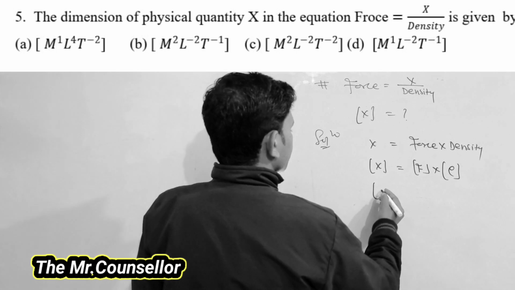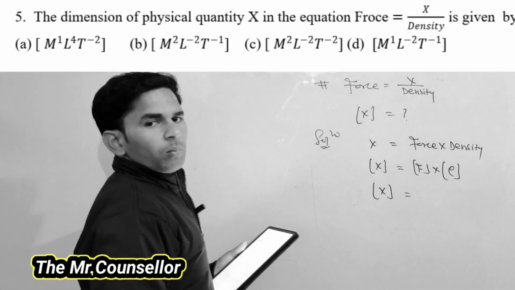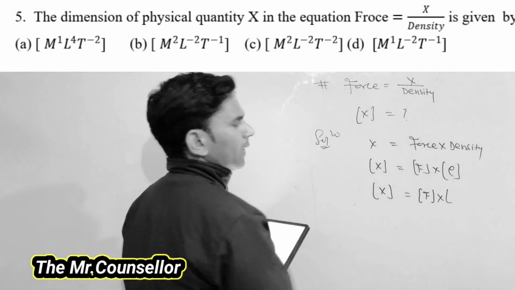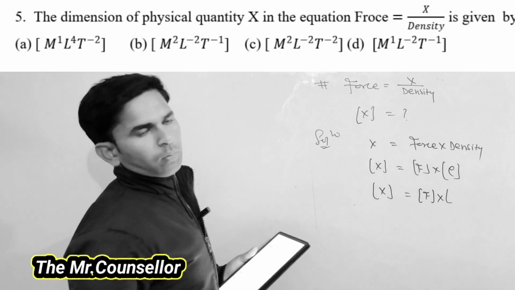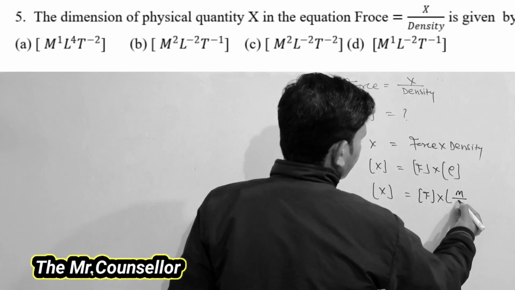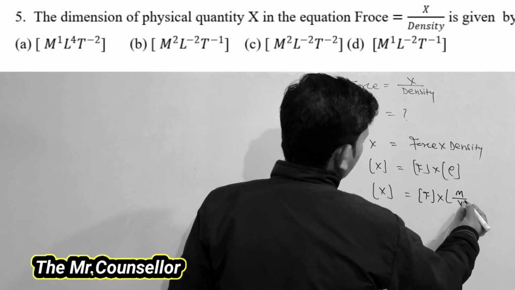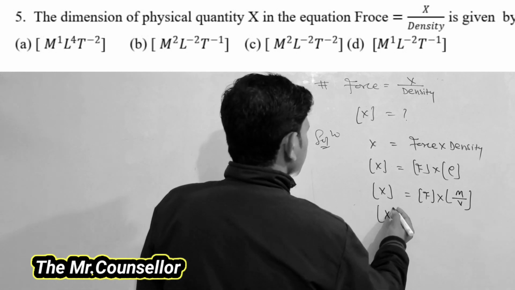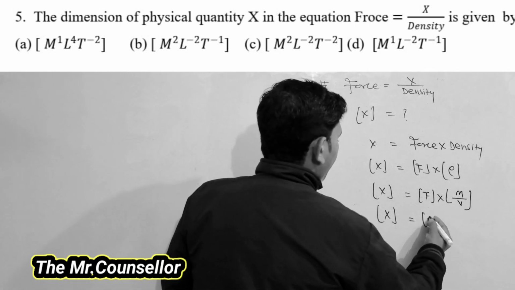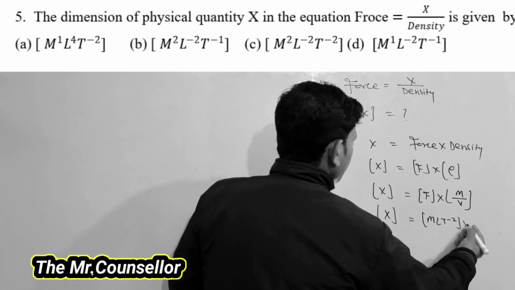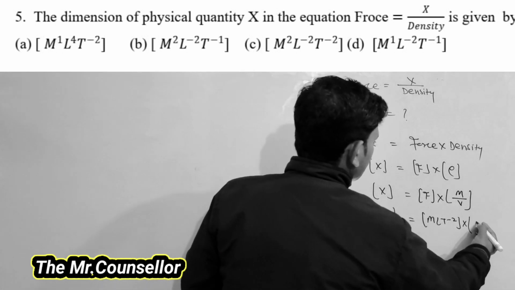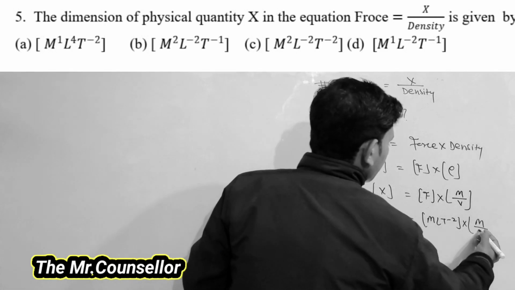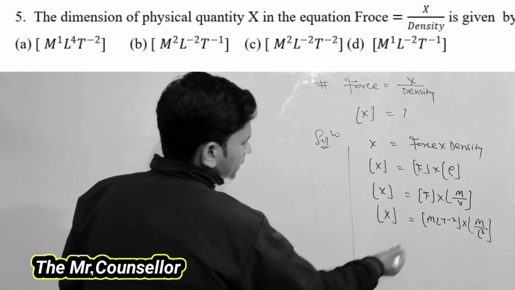Next, density is equal to mass upon volume. So we can write mass divided by volume. Now we can place the dimensional formulas. The dimensional formula of x is equal to force, MLT^-2, into mass M, and volume means L cube. Now you can just solve this one.